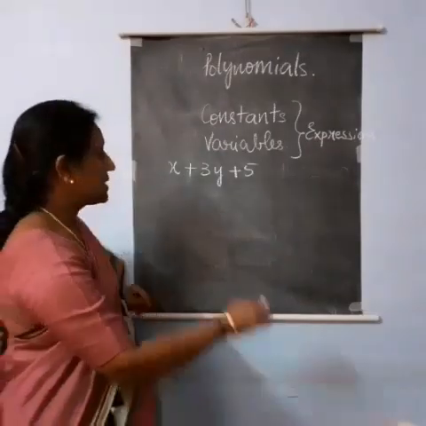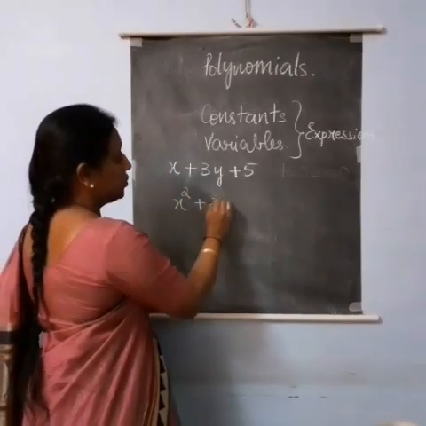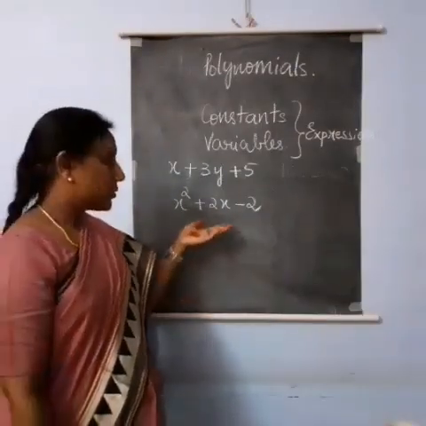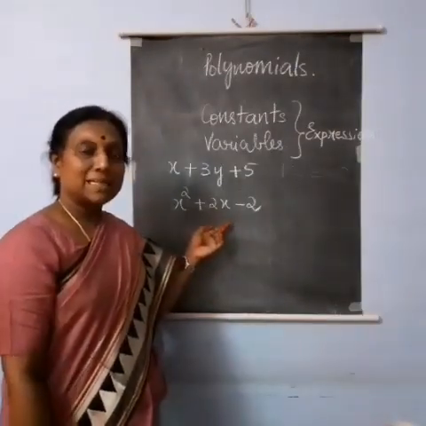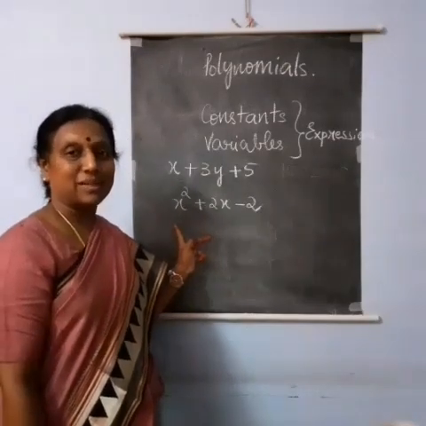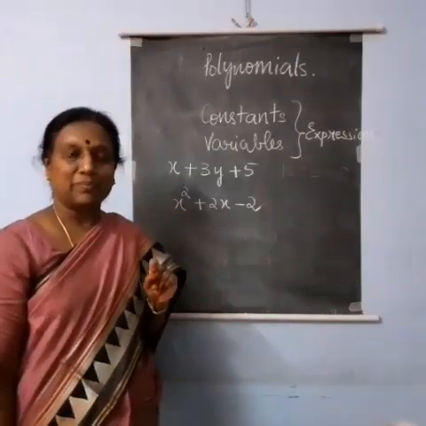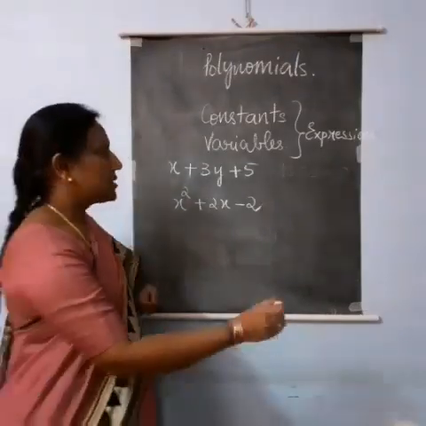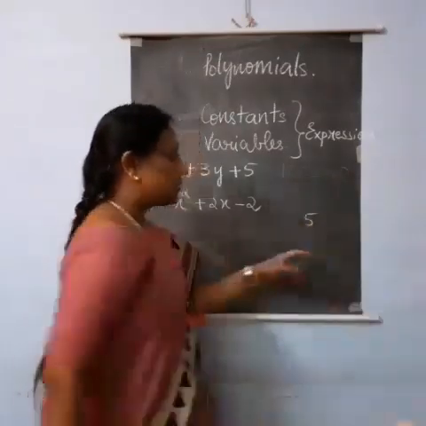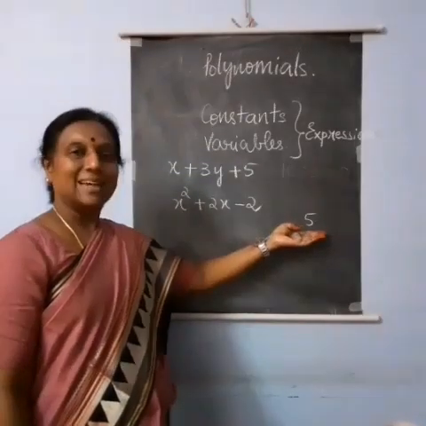Okay. Now supposing I have x squared plus 2x minus 2. Yes. Now this is also an expression. But how many variables are there? There is only one variable. So this is an expression in one variable. Okay. Now supposing I take the number 5. Now this is a constant, right? So this is also an expression.